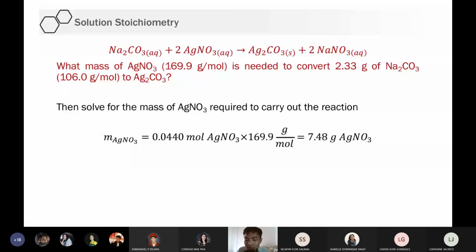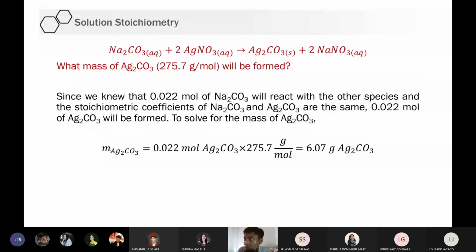So, ganun. Kasi sa Thursday, sasagot tayo, ha? May magre-recite sa inyo. Okay. Hindi siya graded lang. Okay, so next problem. Question: what mass of silver carbonate will be formed? So, kanina, alam natin that 0.